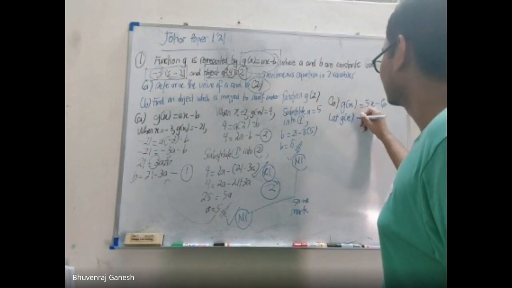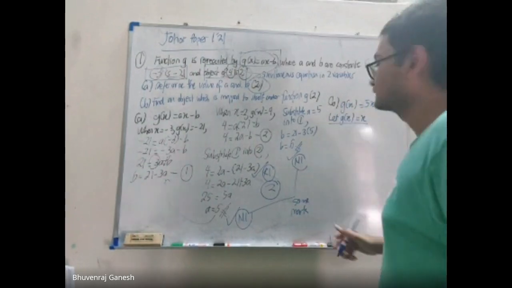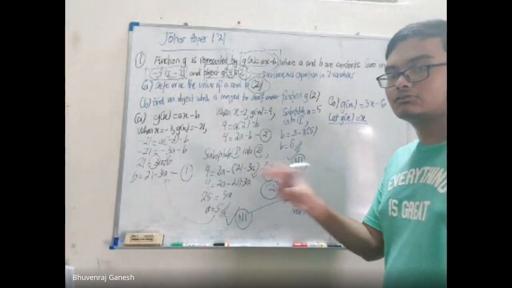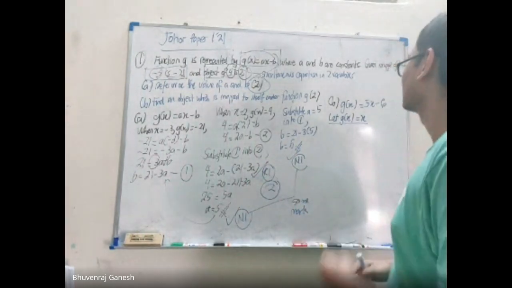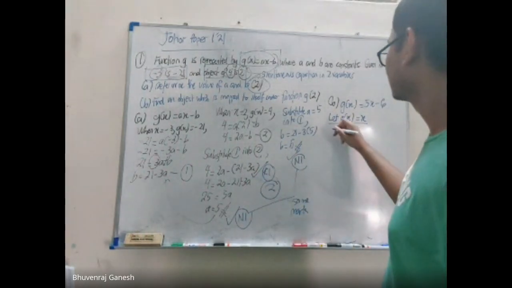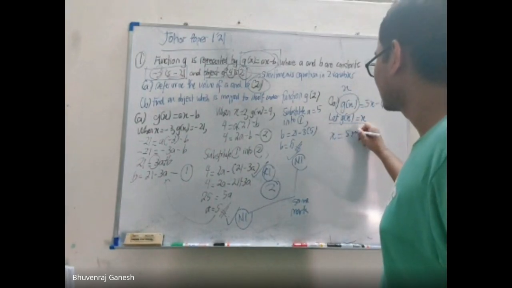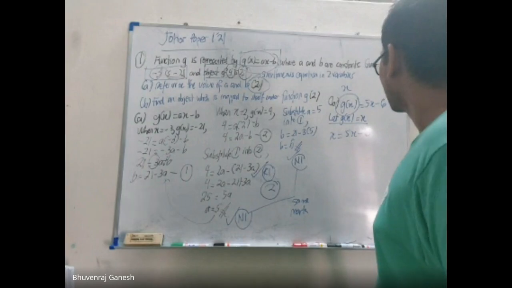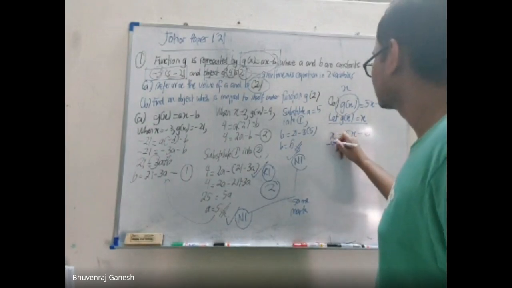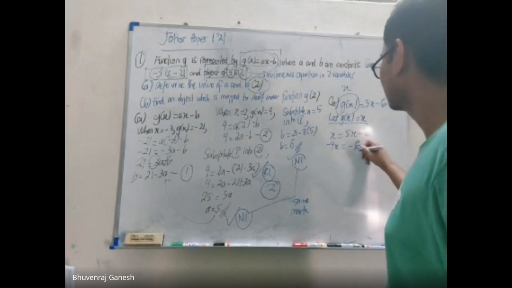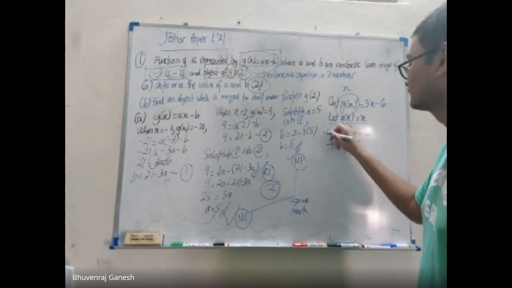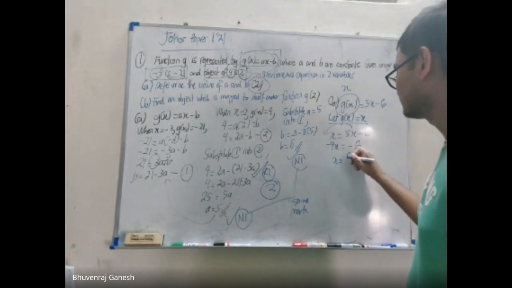This is the key of the solution, because you want to find an object x that can give you a same image value of gx. So from here, you'll substitute this gx with x. So you'll get x equals 5x minus 6. And then you shift the x to the other side, negative 4x equals negative 6. This one you put here. So x is 6 over 4.